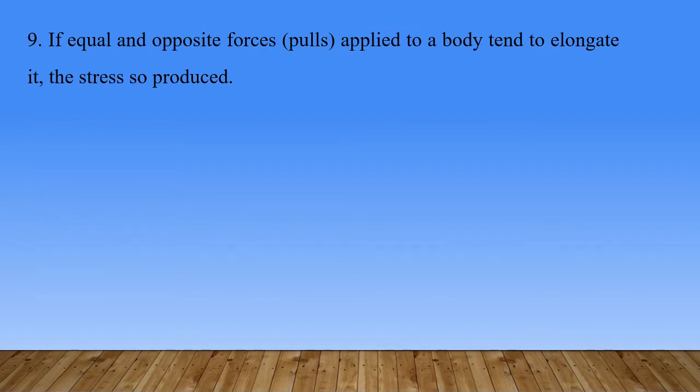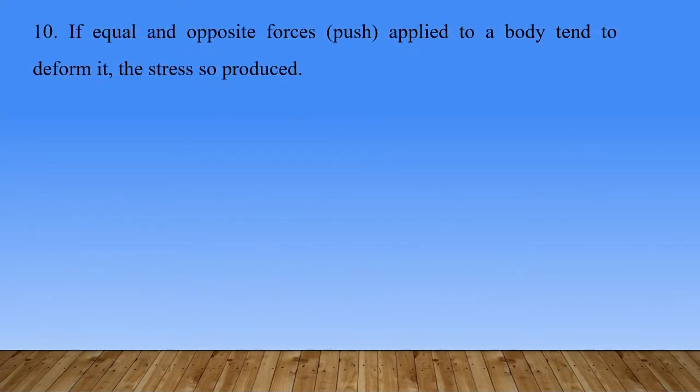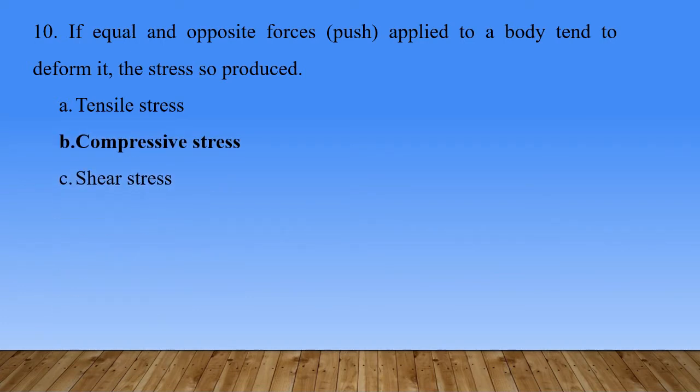Question number 9, if equal and opposite forces (pulls) applied to the body tend to elongate it, the stress so produced is option A, tensile stress. Option B, compressive stress. Option C, shear stress. Option D, working stress. The correct answer is option A, that is tensile stress. Question number 10, if equal and opposite forces (push) applied to the body tend to deform it, the stress so produced is option A, tensile stress. Option B, compressive stress. Option C, shear stress. Option D, working stress. The correct answer is option B, that is compressive stress.